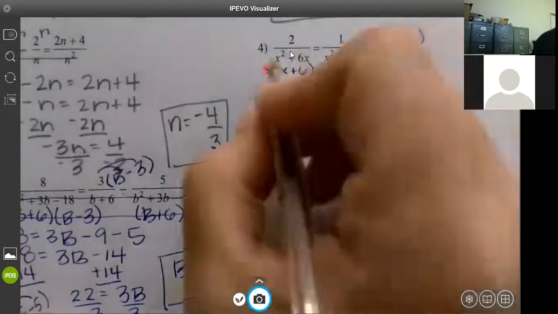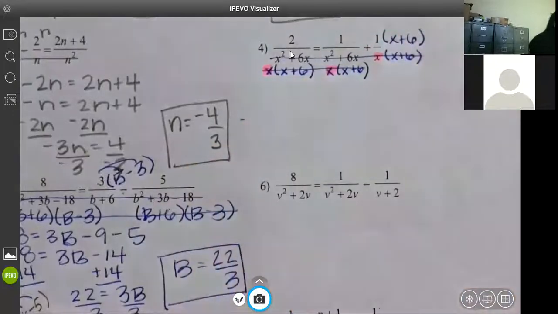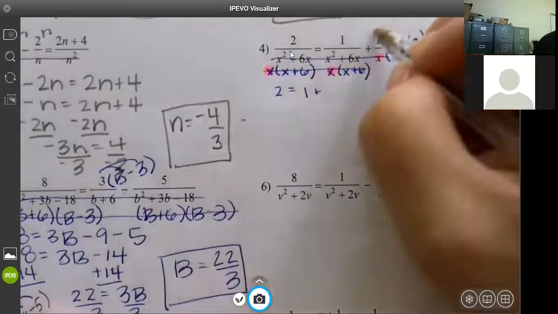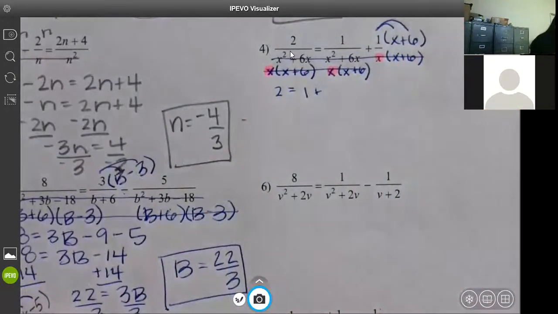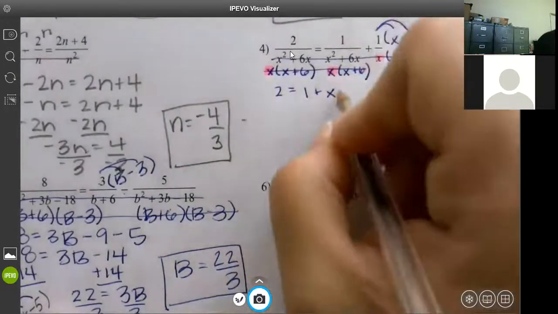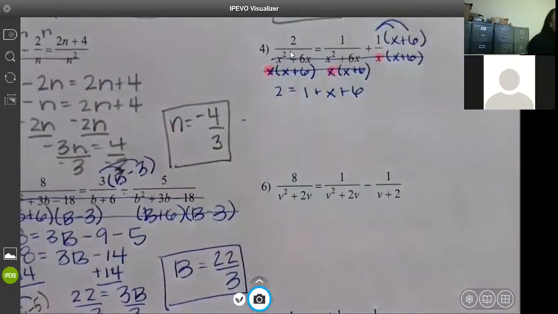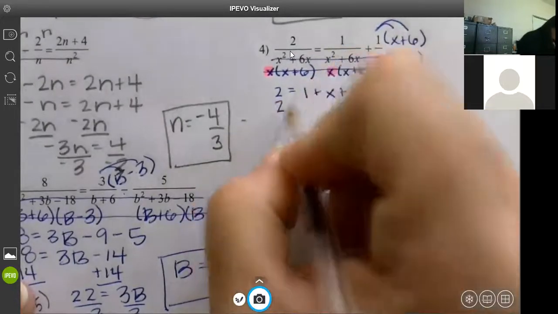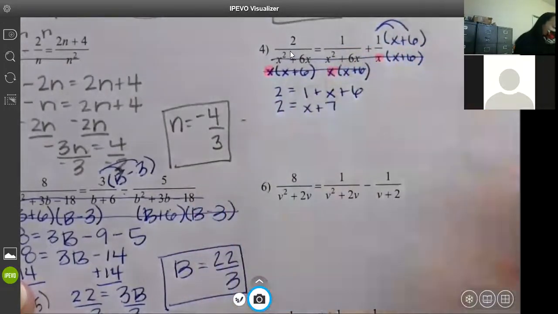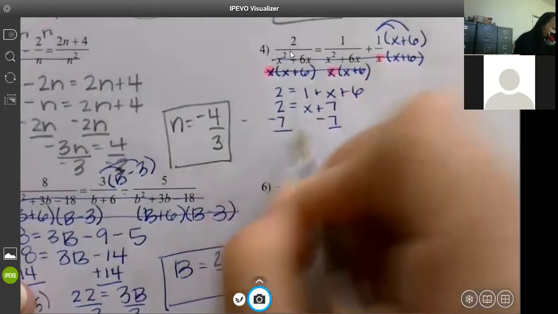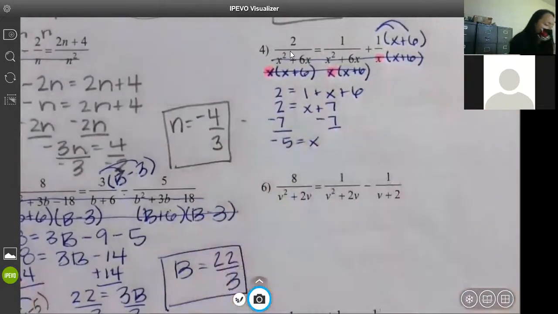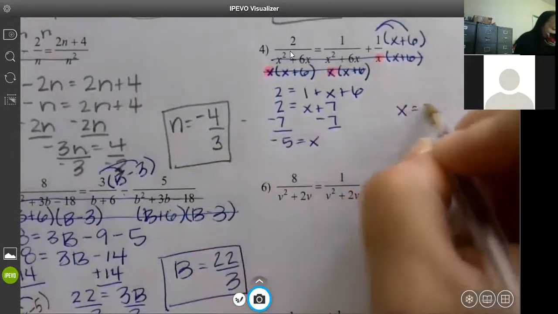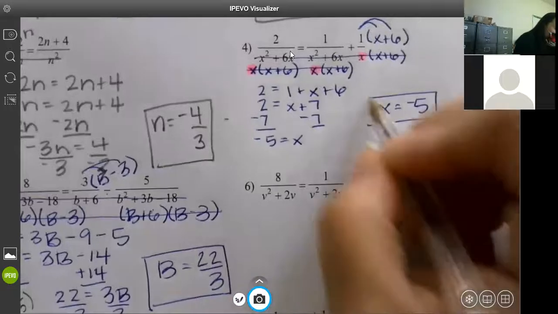Once you get that common denominator, all your denominators mark out. You don't need them anymore. And we rewrite the numerators. 2 equals 1 plus. We've had easy ones to distribute because we've had ones. 1 times x is x. 1 times 6 is 6. Clean it up and solve it. 1 plus 6 is 7, so x plus 7. And then we're going to subtract 7. Then we get negative 5 equals x. No matter where I plug negative 5 in, it's not going to give me a 0. So our final answer is x equals negative 5.